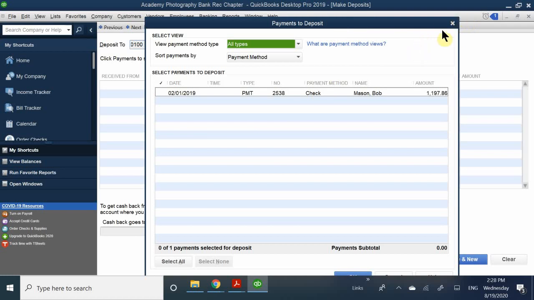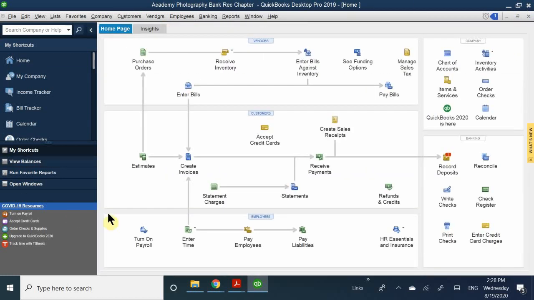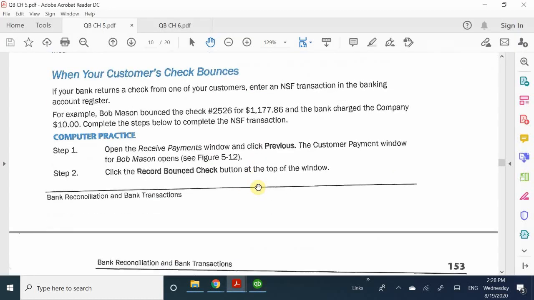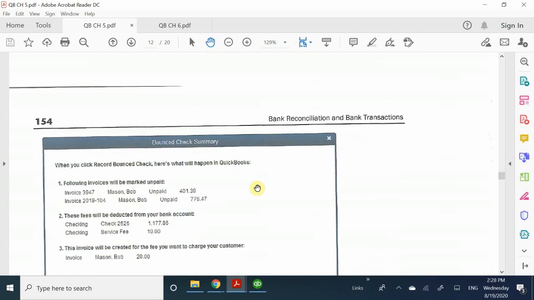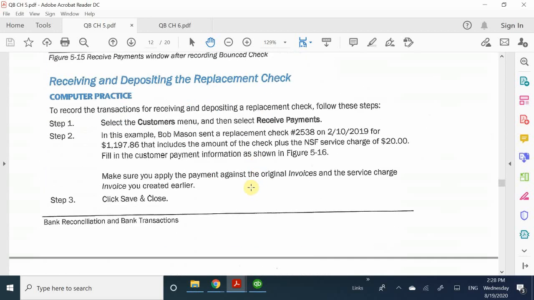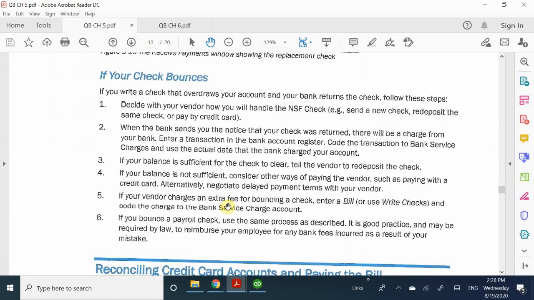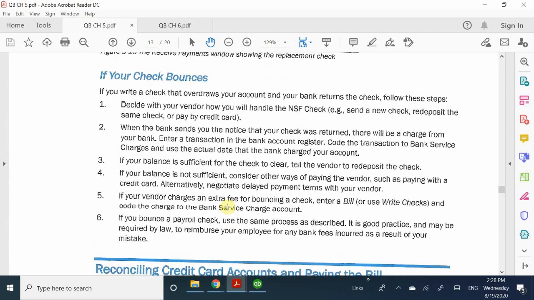So I'm going to close my deposits over here since I'm not going to deposit any money in the bank. Now the next section that you're going to be looking into is, what if you wrote a bad check? What if you wrote that NSF check? What are the possibilities and what are you going to do when you write that bad check? Here are six things that you can do when you write a bad check.